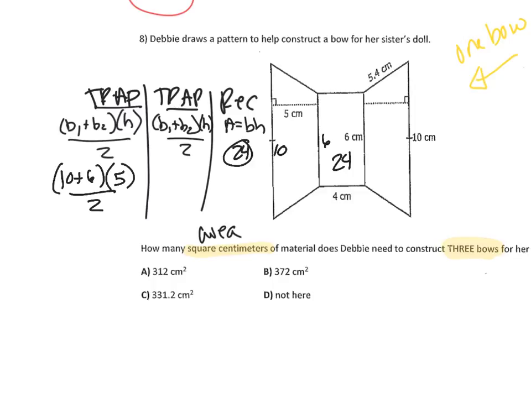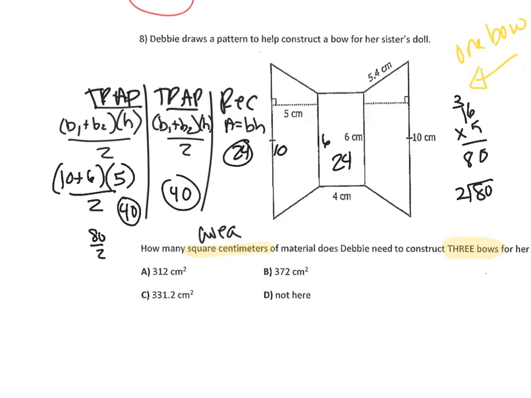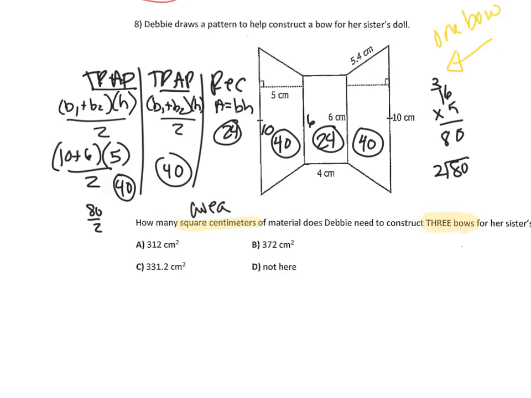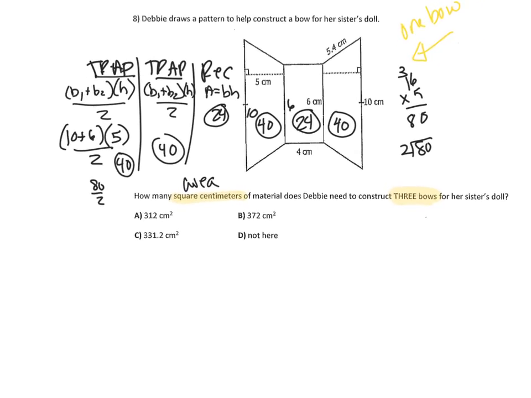Looks like they're the same on both. So let's see, 16 times 5 is 80. So then 80 divided by 2, so that's 40. Okay, so we've got 40 for our area for the trapezoid, 24 for the rectangle, and then the other side should be the same. So we need to add all 3 of those pieces together. 104. Good, 104. Times 3.